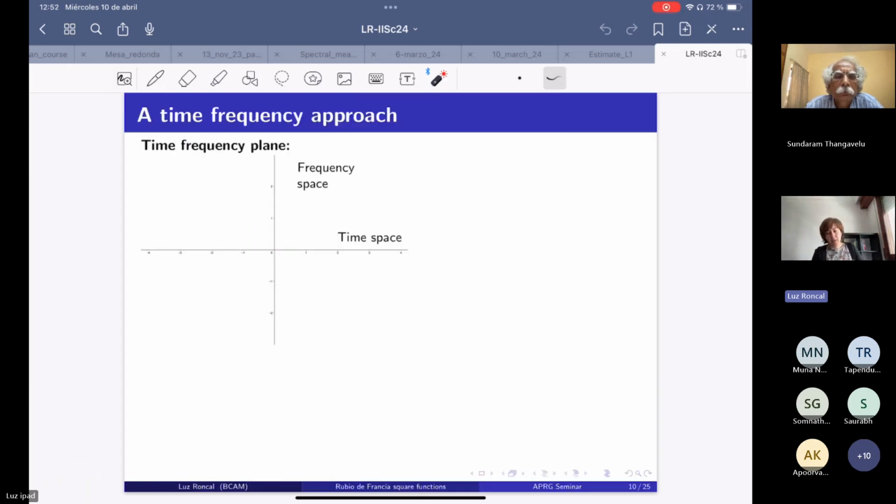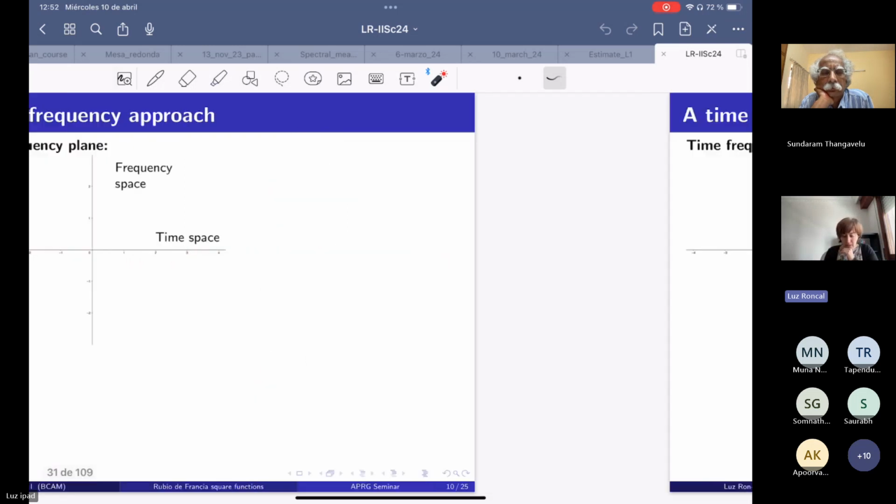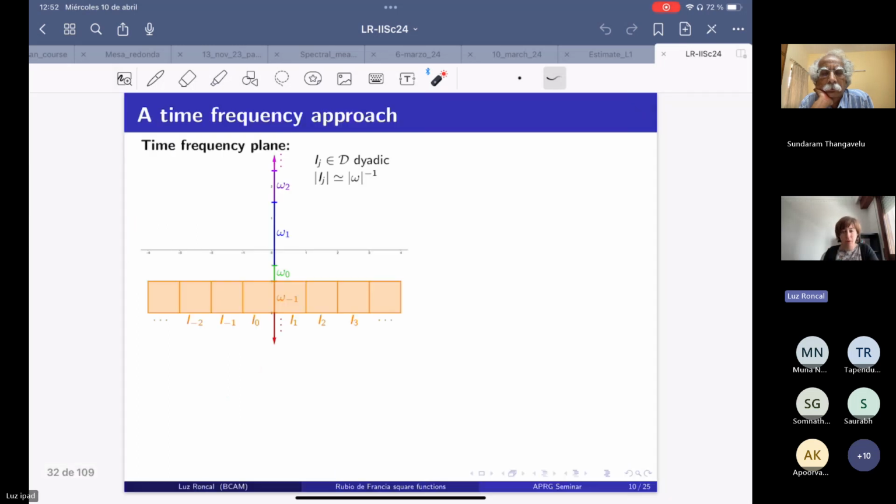So okay, there is another way to look at the Rubio de Francia square function, and it is via a time frequency approach. Time frequency analysis, also very well known, tries to take into account the localization of a function both in time and frequency space. So what you do is decompose this time frequency plane into tiles. The space components, time components and frequency components are dyadic, but the important thing is that you have to decompose them in such a way that in each tile the uncertainty principle is maintained.